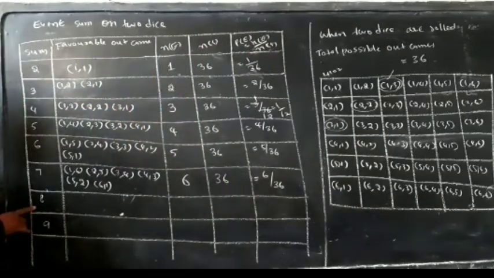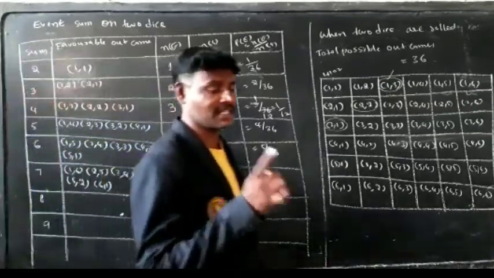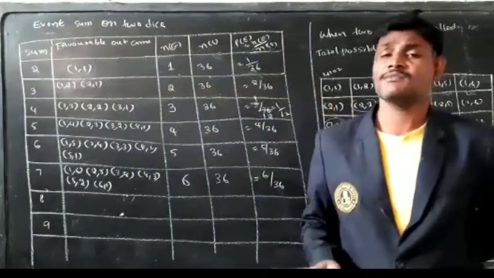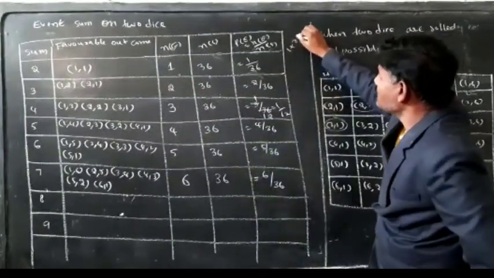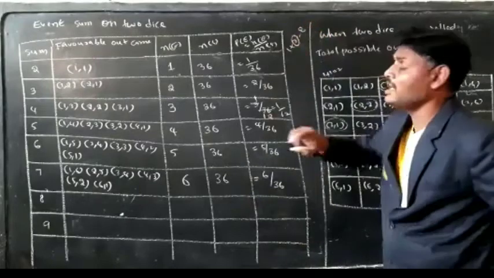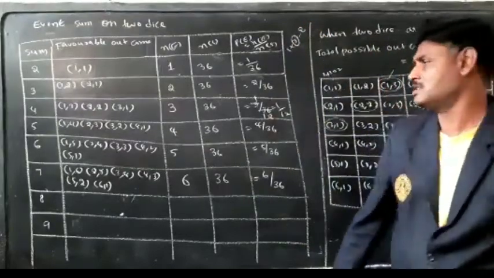Next, to get sum as 8. With 1 there is no chance. To get sum as 8, with 1 there is no chance. Why? Because 1 plus 7 is equal to 8, but 7 is not there on the top face of the dice.